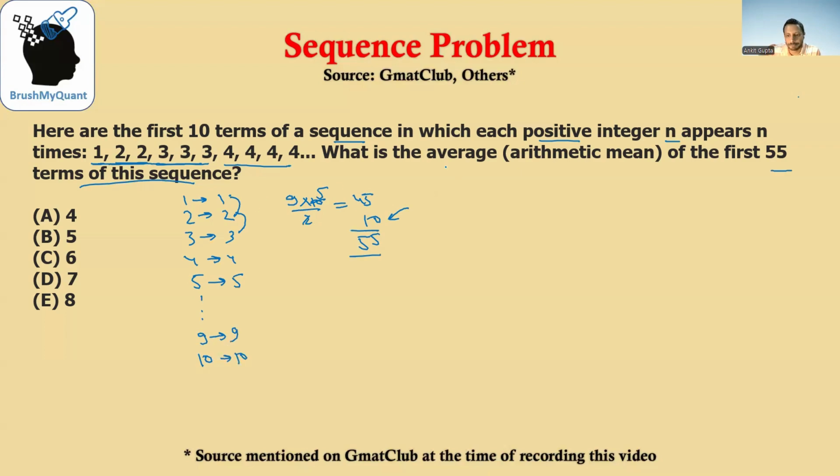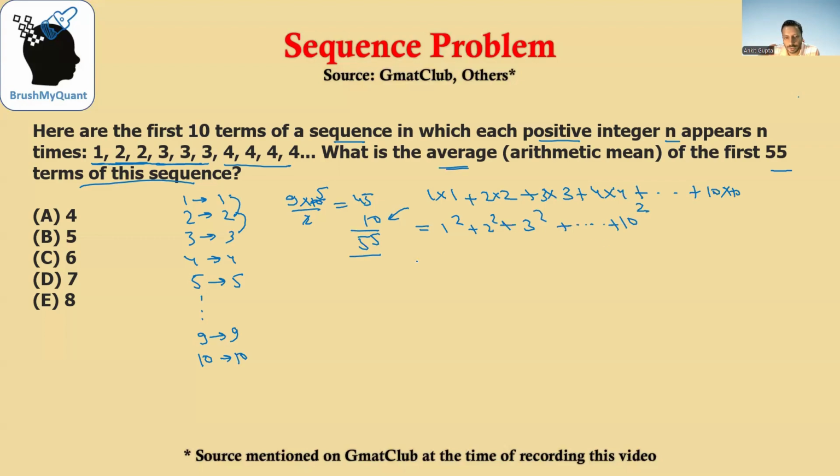Now we have to find the average, right? So we need to find the sum of all these terms and divide that by 55 in order to get the average. Now in order to do that, since 1 is repeated 1 time, the sum of all the values which are just 1 will be equal to 1 into 1. 2 repeated 2 times, so 2 into 2, 3 repeated 3 times, so 3 into 3, 4 into 4, and so on, all the way till 10 into 10. So that means this is equal to the sum of squares of all the numbers starting from 1 going till 10.